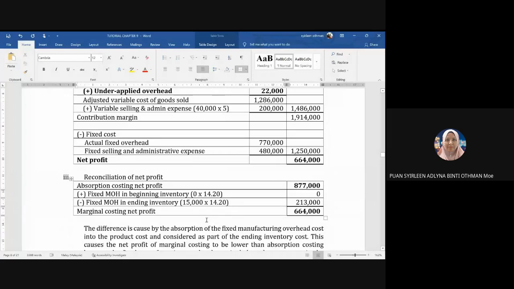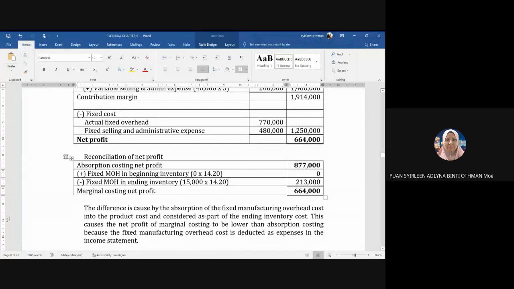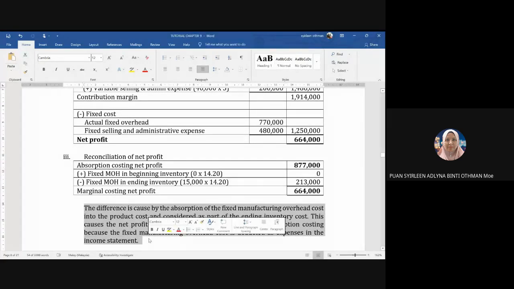Okay, and then kalau awak perasan dekat soalan bawah tu dia ada minta jawapan teori kan. Just leave it lah. Tapi nanti kalau soalan ni ditanya dalam UPS, dia tanya why there are difference between the net profit of marginal costing and absorption costing. Ni adalah sebabnya. Okay, alright, I don't need to show you this because it's not supposed to be here sepatutnya.